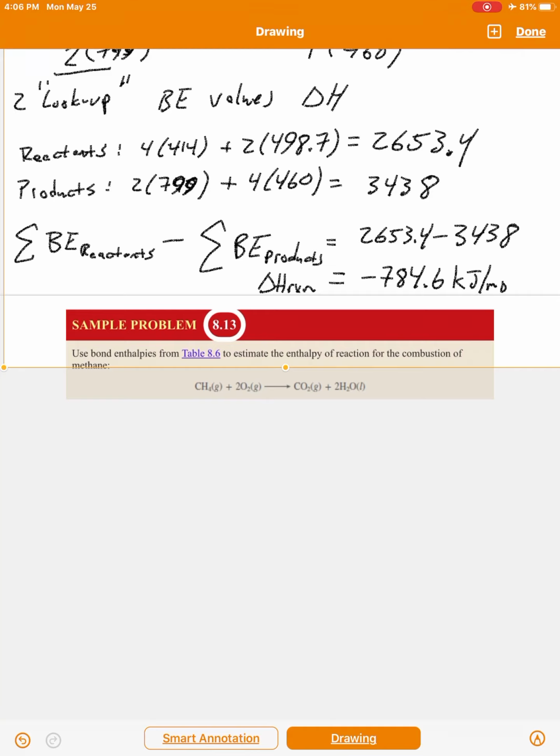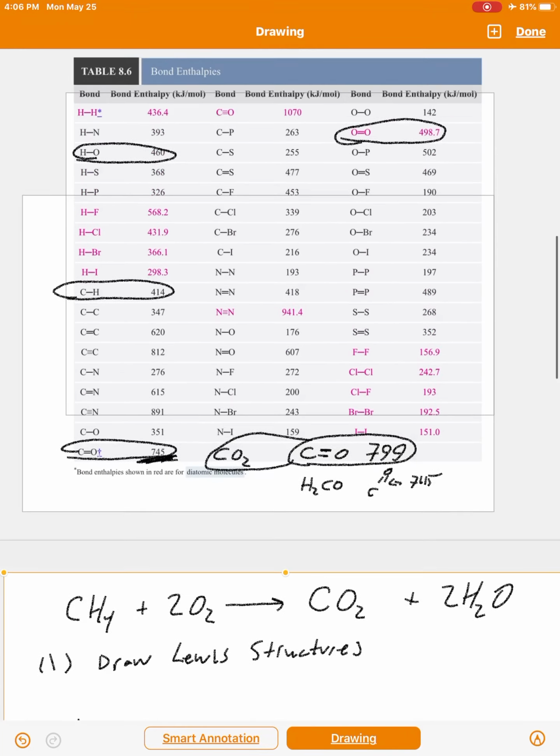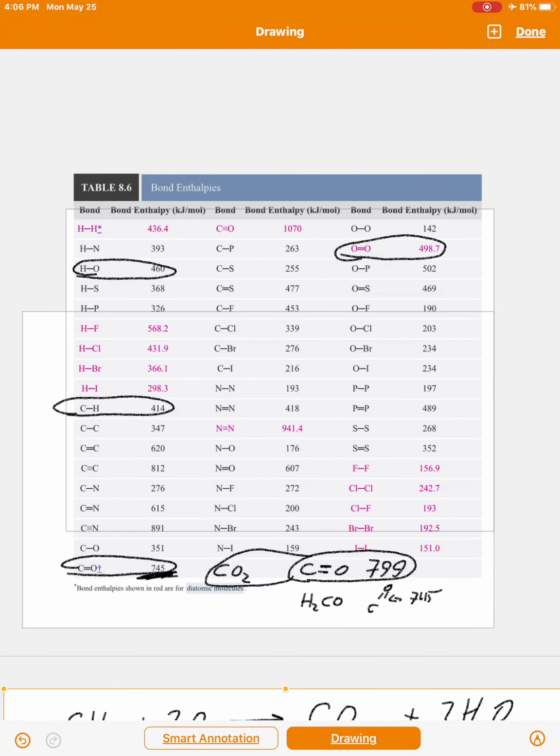Another thing to point out, these values are tabulated for gas phase only. Every substance, every bond that's in this table was measured using substances that are in the gas phase. So we cannot use this table for reactions that are aqueous or liquid or solid. We can only use them for gas phase reactions.